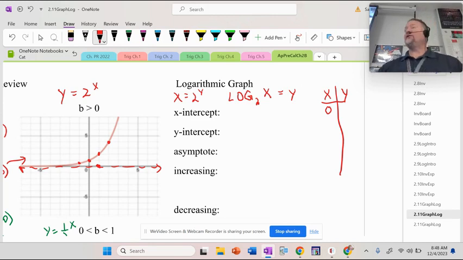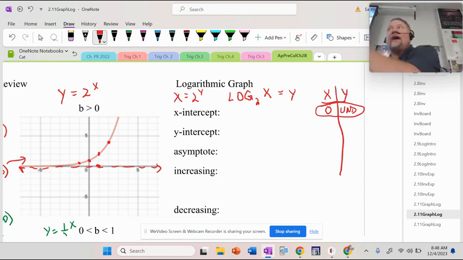Can I raise 2 to a power and get 0 as an answer? Is that possible? No. So that's your undefined value. That is where the asymptote is. So we're going to locate that point for every graph today. Where do I get 0 on that inside? Then that's where my asymptote is, because this cannot happen.